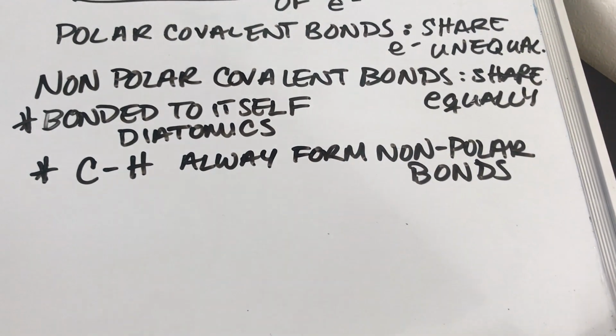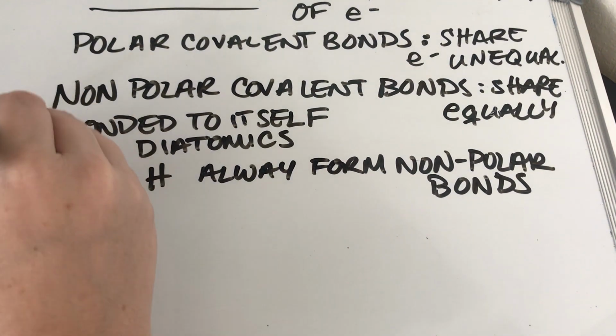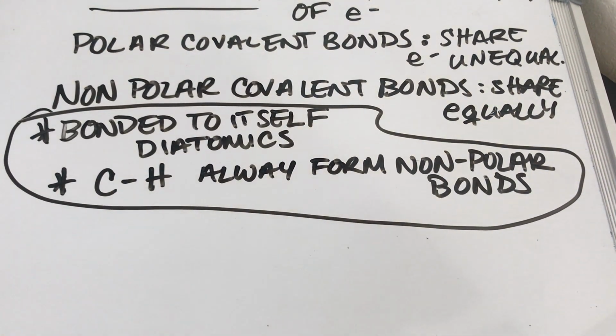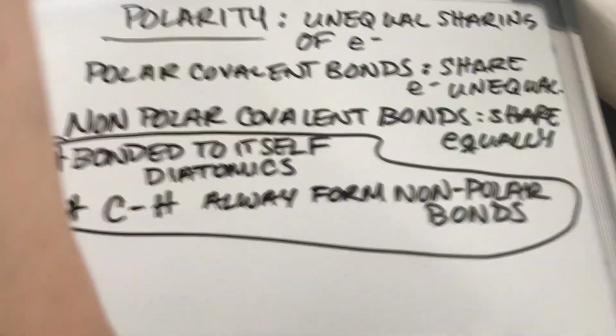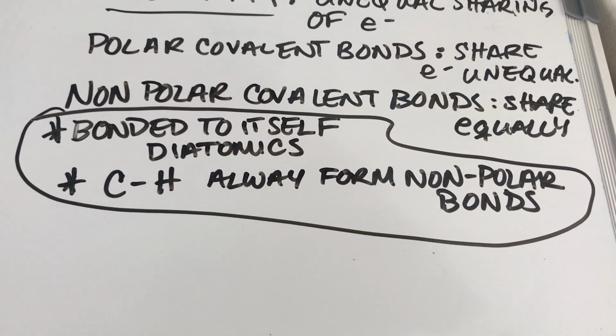So, again, I think it's much easier to think about polarity in terms of who doesn't make polar bonds than it is who does make polar bonds. Does that make sense? Cool. So these you should have memorized. Cool. Okay. Everybody still with me?